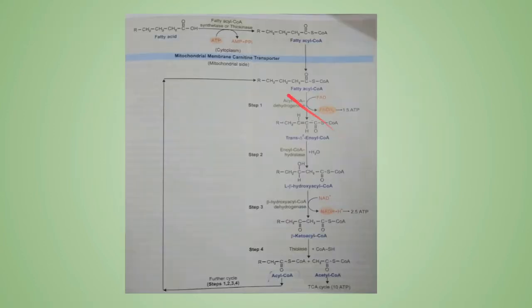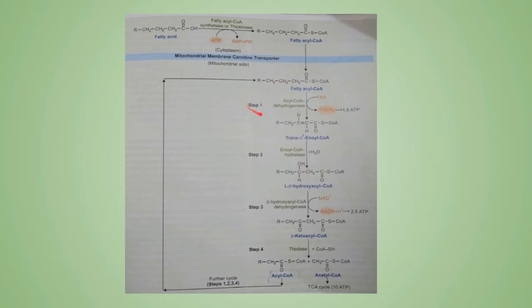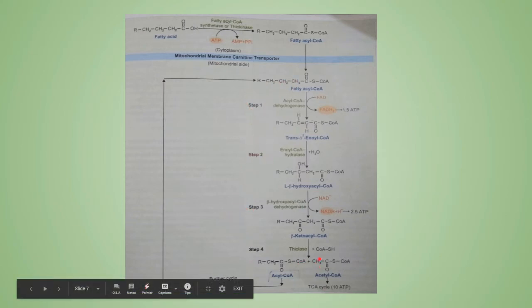So these are again the steps. Step 1 is the fatty acyl-CoA converted into trans-enoyl-CoA. Then this trans-enoyl-CoA is hydrated to L-beta hydroxy fatty acyl-CoA. Now this is again dehydrogenated and forms beta ketoacyl-CoA, and then it is cleaved to acetyl-CoA and acyl-CoA, and it will again go through all the steps until it is converted into acetyl-CoA.